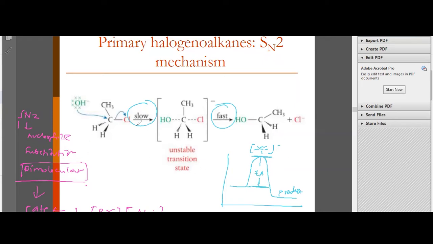So you can see that at the slower step, OH minus and RX are present. OH minus and RX are present in the slower step, so that's why it is called a bimolecular reaction. For the second step, it is fast. If the transition state is already achieved, then the product will be produced at a faster rate than the first one. Okay, understand?